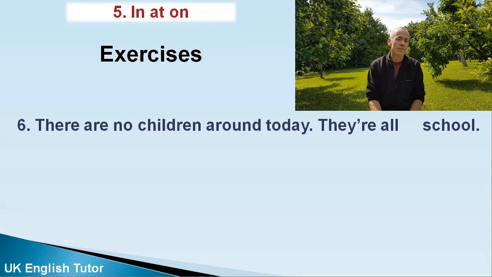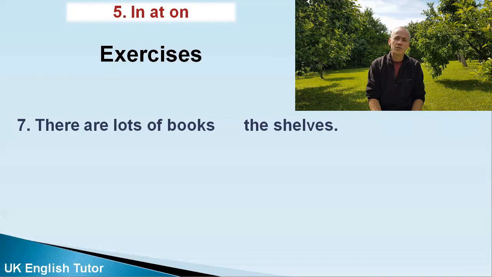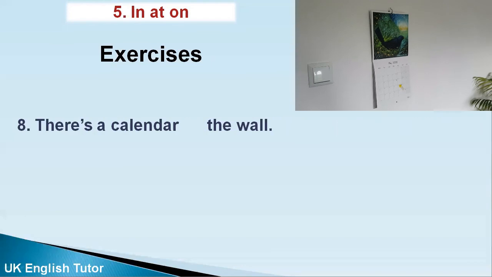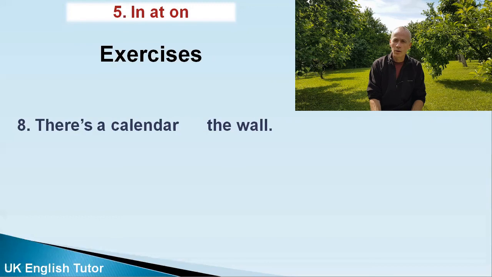6. There are no children around today. They are all school. There are no children around today. They are all at school. 7. There are lots of books. The shelves. There are lots of books on the shelves. 8. There's a calendar. The wall. There's a calendar on the wall.